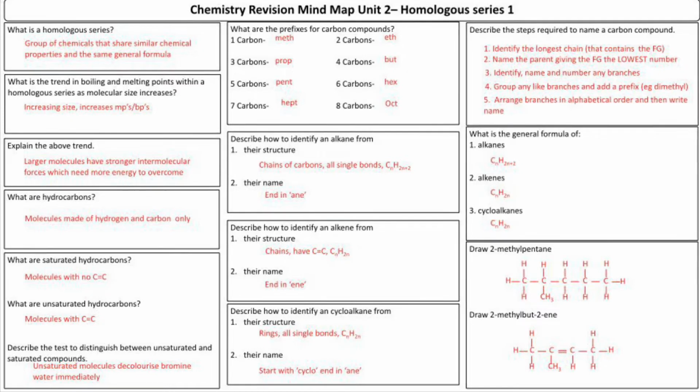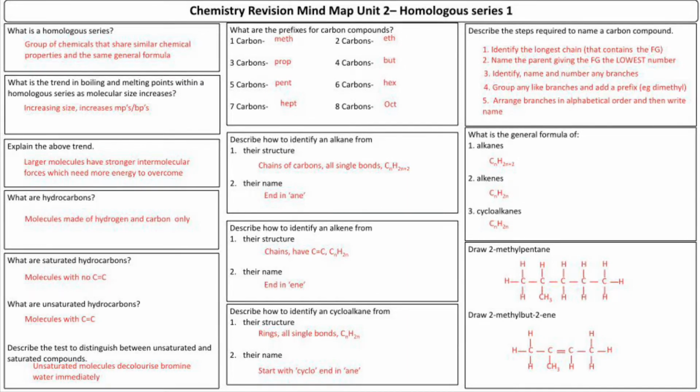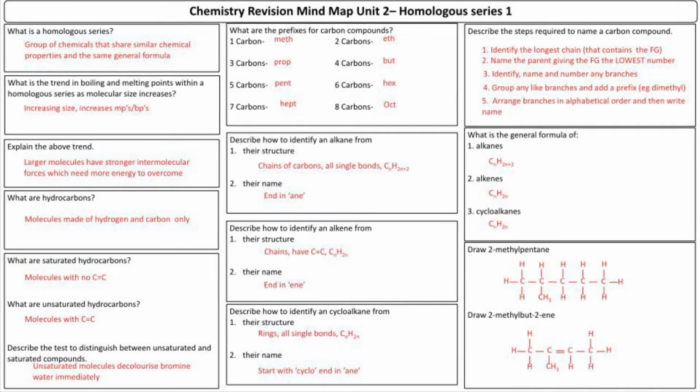You have to do the same with cycloalkanes. These will be in a ring, so they will start at prop, because you can't have rings of one or two carbons. And they again have the same general formula as alkenes, CnH2n. Their name will start with cyclo and end in ane.